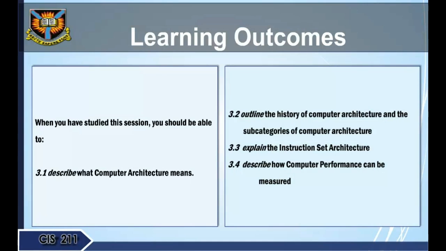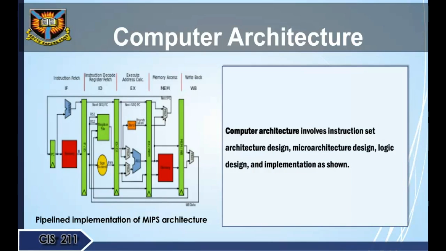Learning outcomes. When you have studied this section, you should be able to describe what a computer architecture means, outline the history of computer architecture and the subcategories of computer architecture, explain the instruction set architecture, and describe how computer performance can be measured. Computer architecture. Computer architecture involves instruction set architecture design, microarchitecture design, logic design, and implementation, as shown.